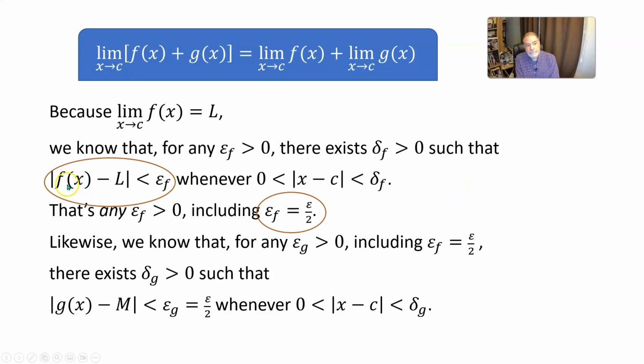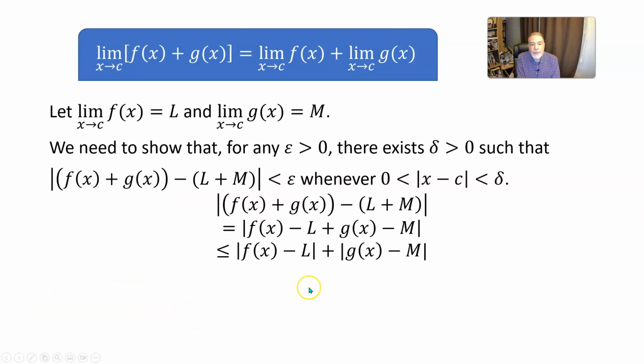that the absolute value of f of x minus L is guaranteed to be less than epsilon over 2, and that the absolute value of g of x minus m is also guaranteed to be less than epsilon over 2. And so when we add them together, we get something that's less than epsilon over 2 plus something else that's also less than epsilon over 2. So the total is less than epsilon. And that completes the proof. That's what we needed to show.